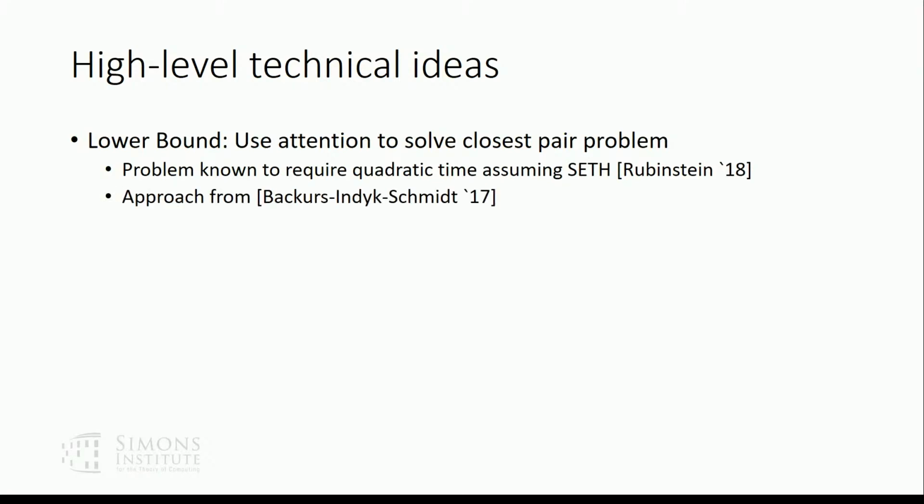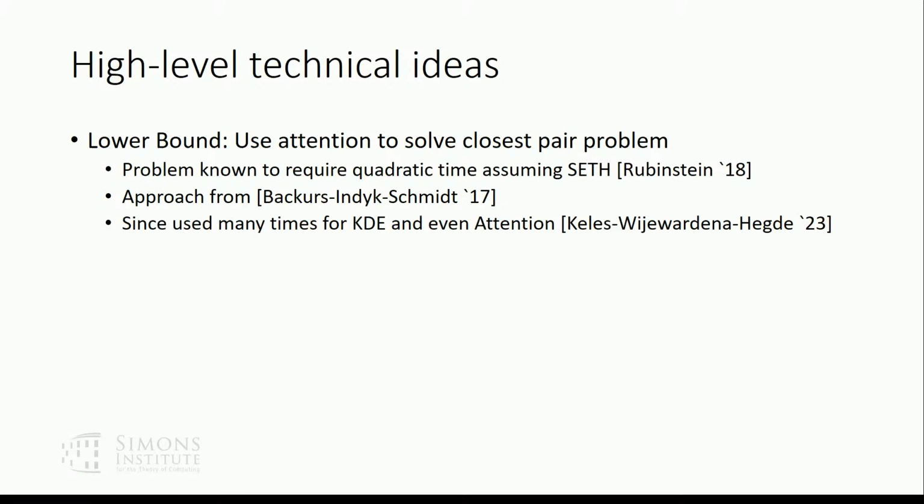And this is an approach that I think the first one to use was this nice paper by Backurs, Indyk, and Schmidt from 2017, where they applied it to kernel density estimation, and it's been since used for lots of kernel density estimation problems. There's even a recent work that applied it to attention to get some fine-grained lower bound from attention in a different parameter setting. But it's a popular approach now, and we're going to apply it here also.